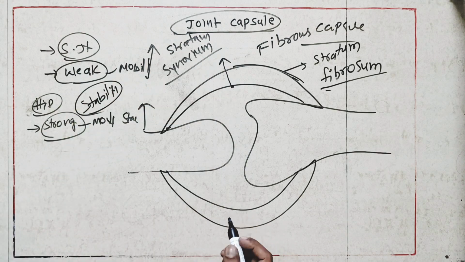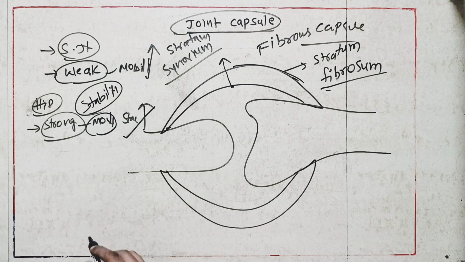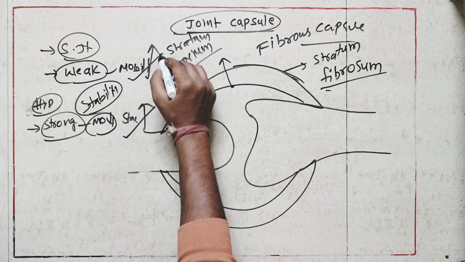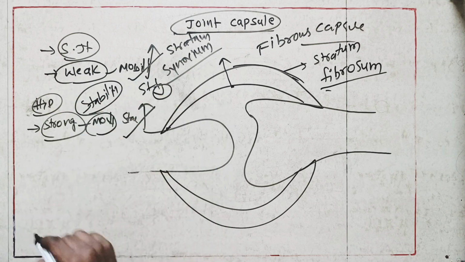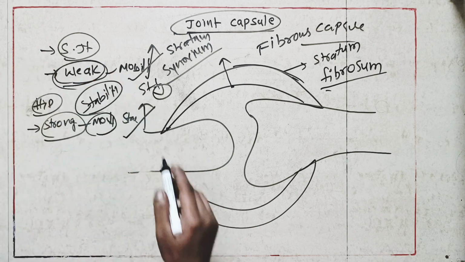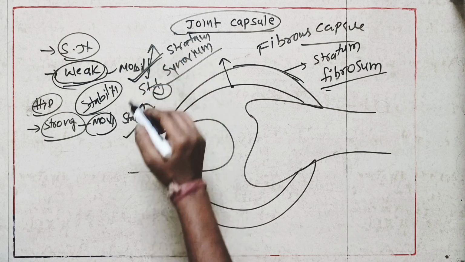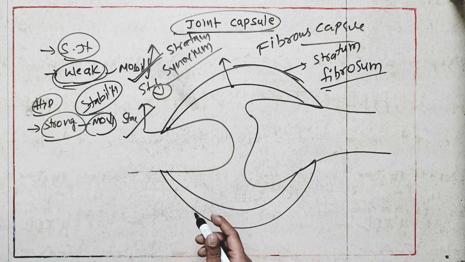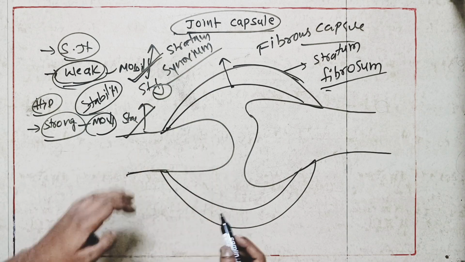If the capsule is strong, mobility will be less and stability will be more. If the capsule is weak, mobility is more and stability is less. So this is the reason why so many patients get shoulder injuries, because here the capsule is weak. Because of more movements and more mobility, the patient will get injuries over the shoulder joint.